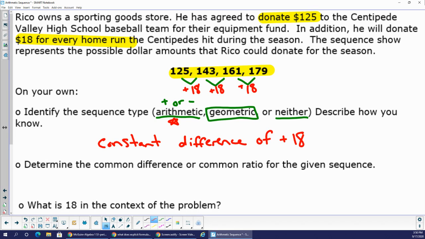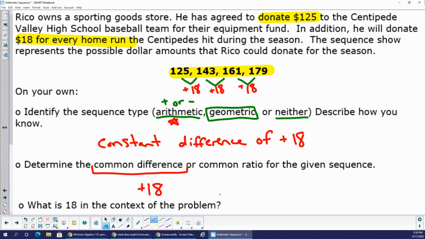All right, determine the constant common difference or common ratio. For this one, we do have a common difference. That common difference is 18. Right, we're adding 18 every single time. And then now it says, what is 18 in the context of the problem?